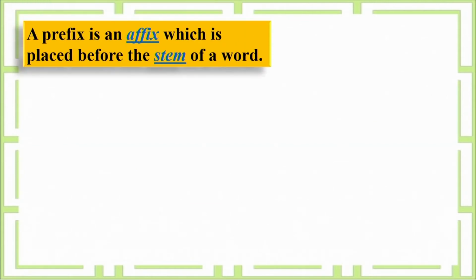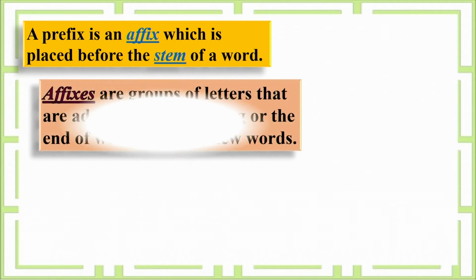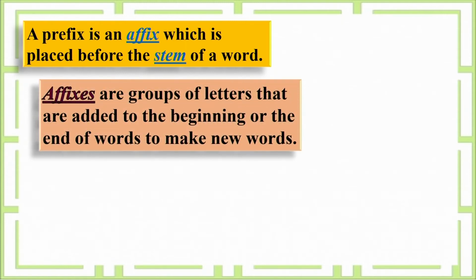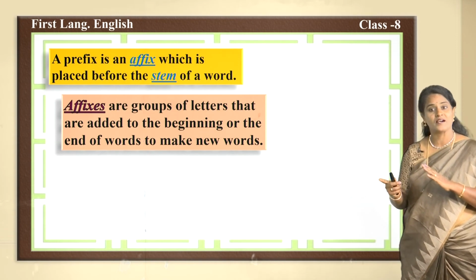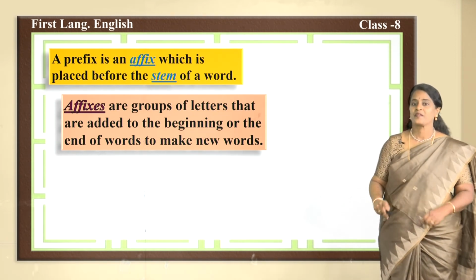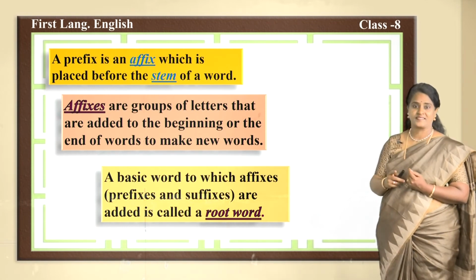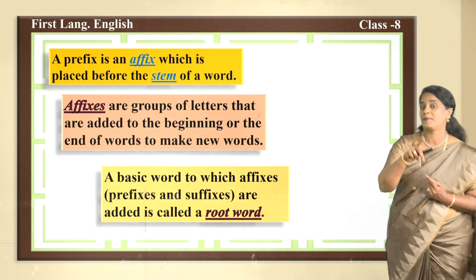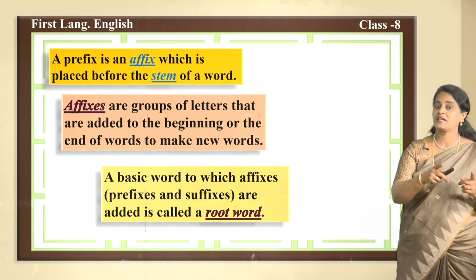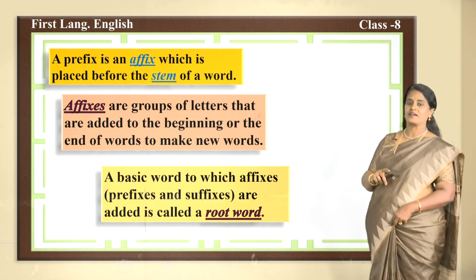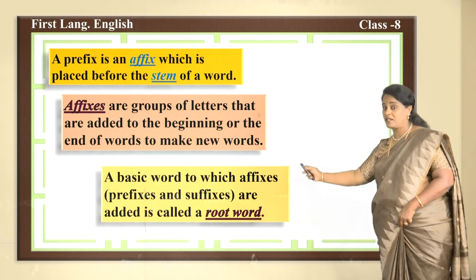Shall we have a look at that? Look here, children. A prefix is an affix. What is this prefix and affix? You know the meaning of fix, right? And what is that affix? Let's see later. A prefix is an affix which is placed before the stem of a word. Okay? And what are these affixes now? Affixes are a group of letters that are added to the beginning or the end of words to make new words. And I said prefixes. Prefixes are added in the beginning. Beginning of what? Beginning of a root word. The prefixes are added in the beginning of the root word.